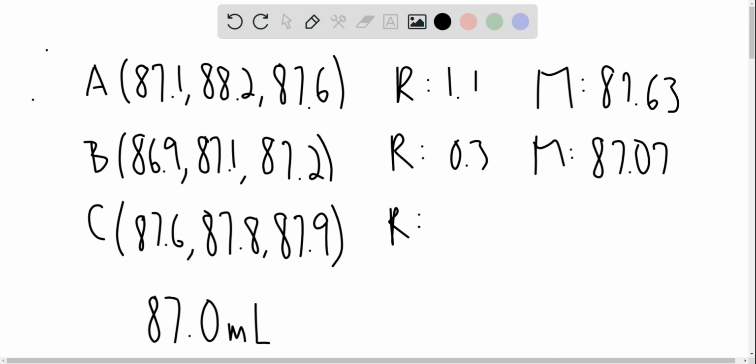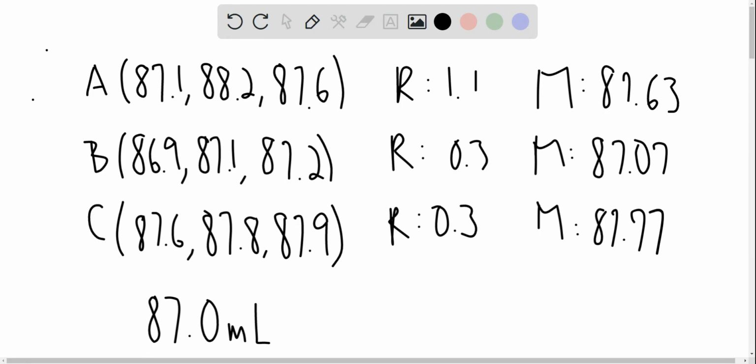Now for our last one, let's find the range. 87.9 minus 87.6. And that will also be 0.3. So same range for these two. And then for the mean, we do the same thing again. Add them all together, divide by 3, and we get 87.77, right?